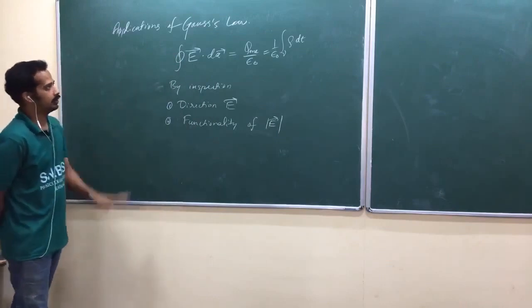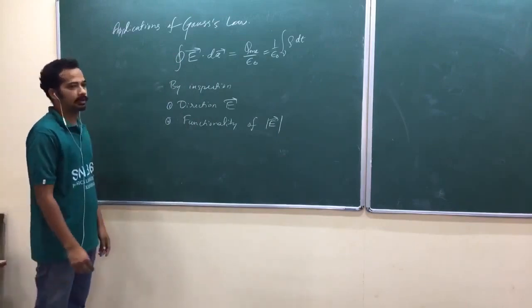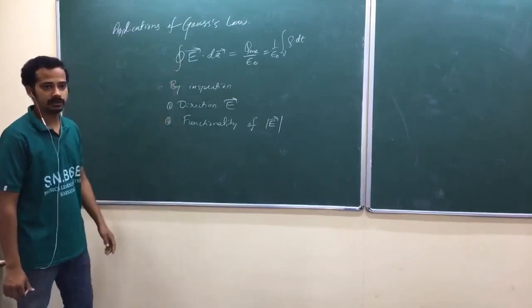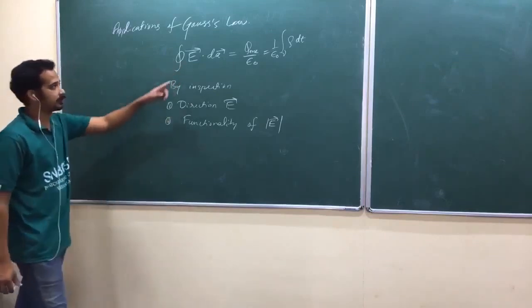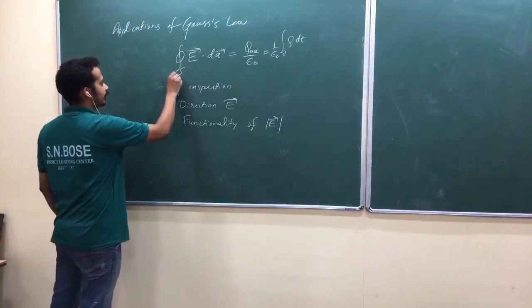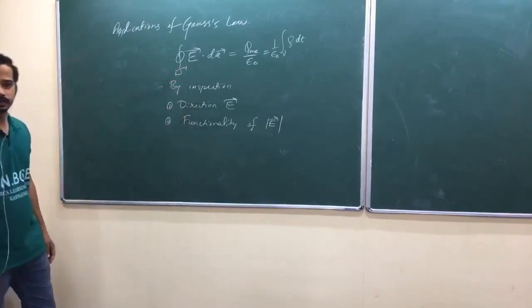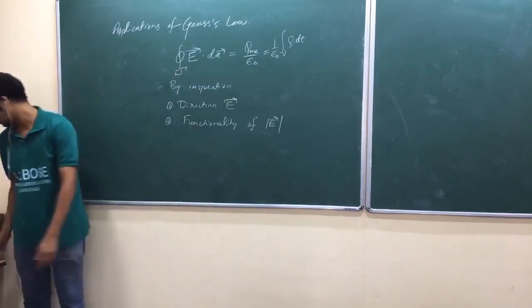Because look at the theorem, Gauss law. It is inside the integral, again in terms of a dot product. Since it is in terms of a dot product, to choose a surface properly, you should know the direction of the electric field. Isn't it? Yeah, now we shall start that one.